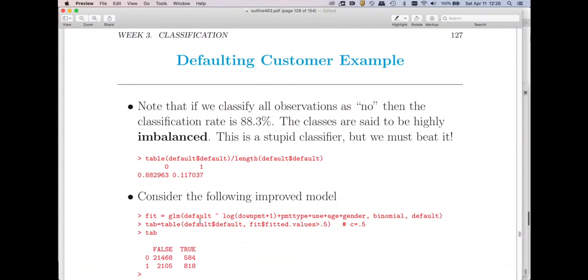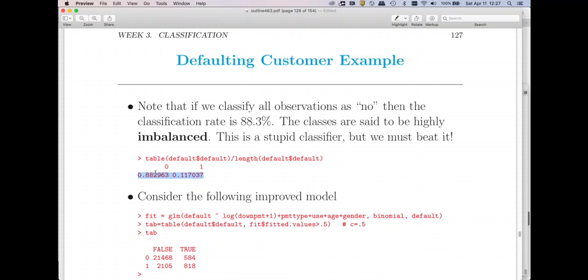So we're going to go back to our defaulting customer data, and remember that we're trying to predict whether or not some person who just joined a fitness club cancels the membership in the first 3 months. If we look at the data, what you're going to see is the distribution of the dependent variable, so do you default or not on your membership: about 12% cases where the customer defaults, 88.3% where they don't default.